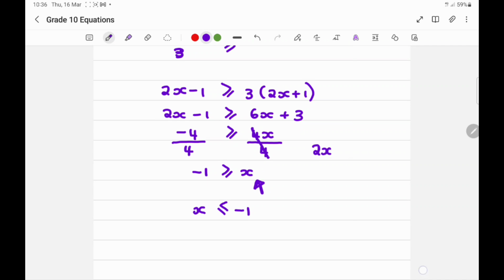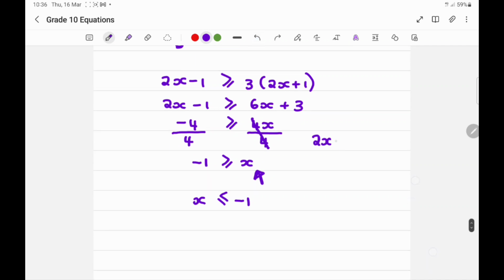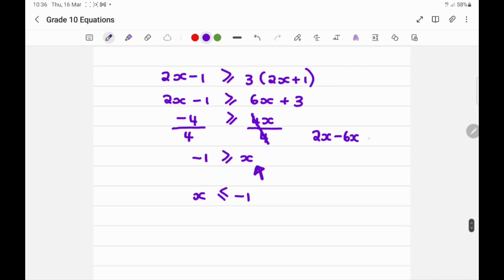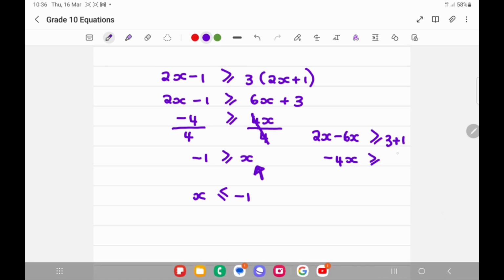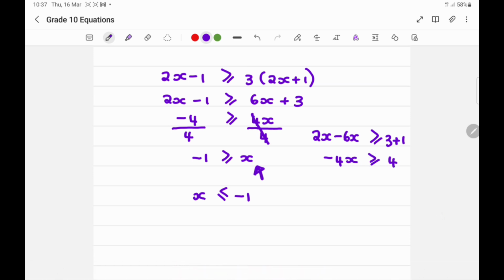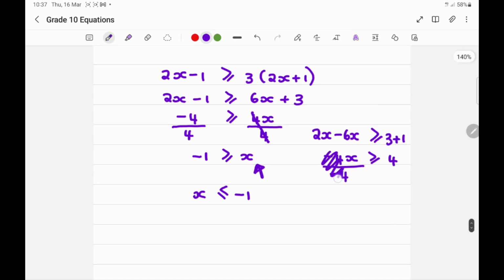If you wanted to, you could have rather taken the 6x over to that side. So then you would have had 2x minus 6x is 3 plus 1. 2x minus 6x is negative 4x. 3 plus 1 is 4. So now, do you see what I'm doing? I'm dividing away with a negative 4.